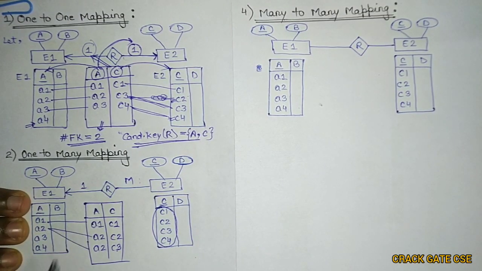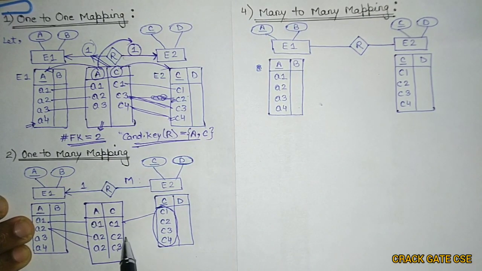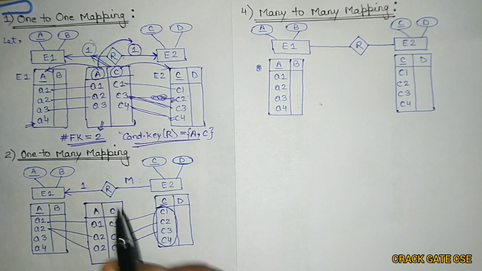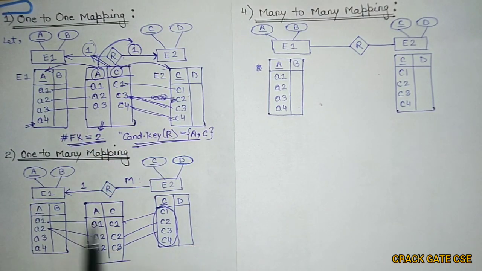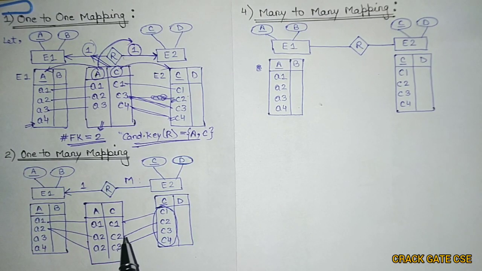So this is the meaning of M, right? So this is one to many. This is related with many and this is related with only one, and there is no total participation. That means there can be some records left out in any of the tables. Now how many foreign keys are required? Again, two foreign keys are required because of these two entities, that is A and C. Two foreign keys.